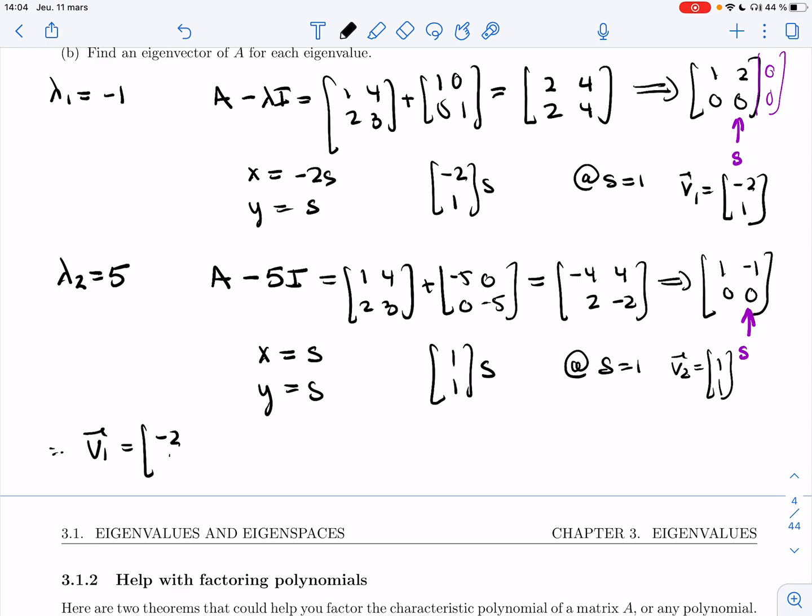So we have two eigenvectors that we like. v1, which is minus 2, 1, for eigenvalue minus 1, and v2, which is 1, 1, for eigenvalue 5. Okay, so this is how you find eigenvectors and eigenvalues for a matrix.